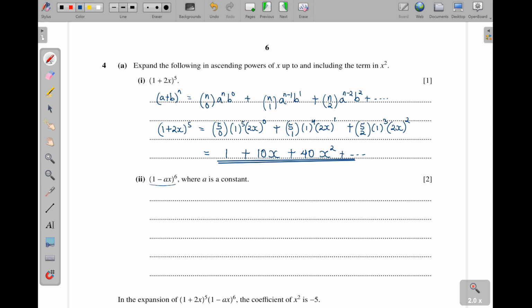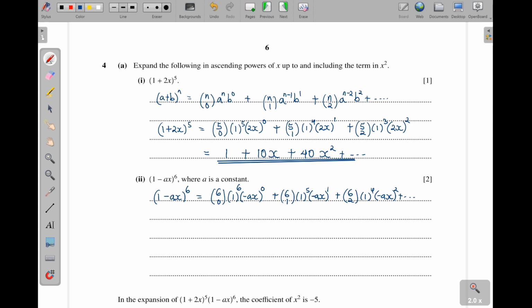The next Roman 2, we are also supposed to expand this one. So 1, then minus ax to the power of 6. This one is going to be 6 combination 0, then 1, then negative ax. You see this one is a negative, so you take the negative with it, okay? And then here we shall have a 6, then 0, then we have 6 combination 1, then 1 power 5, then negative ax power 1, then 6 combination 2, 1, then to the power of 4, and then this is negative ax, then to the power of 2, okay?